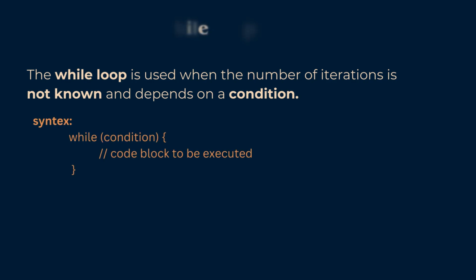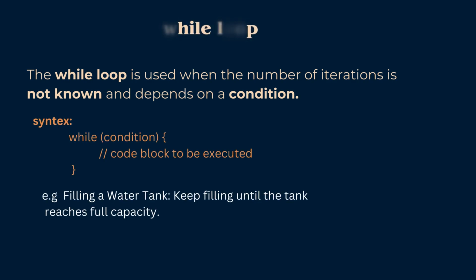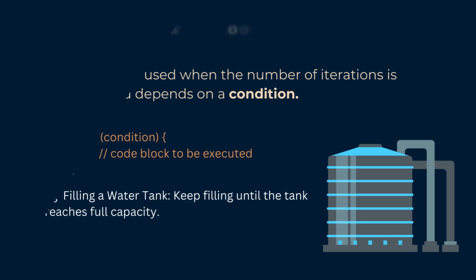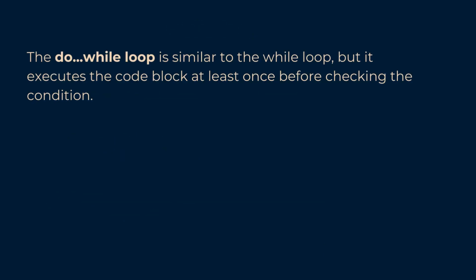While loop: the while loop is used when the number of iterations is not known and depends on a condition. Syntax: while (condition) { code block to be executed }. For example, filling a water tank: keep filling until the tank reaches full capacity.